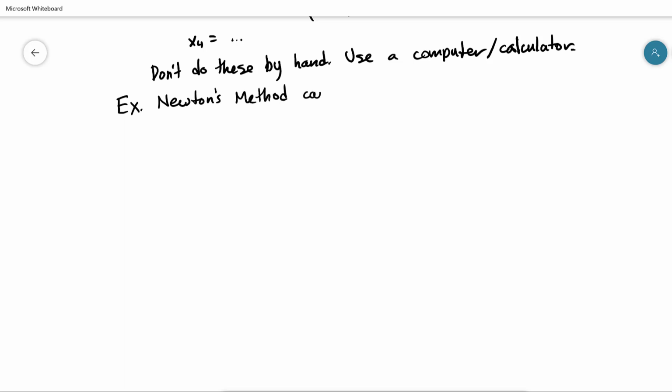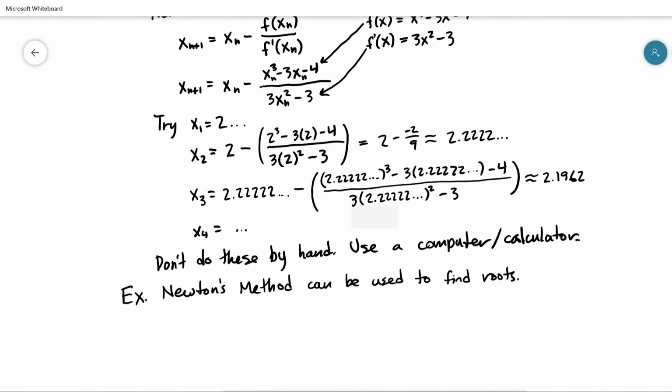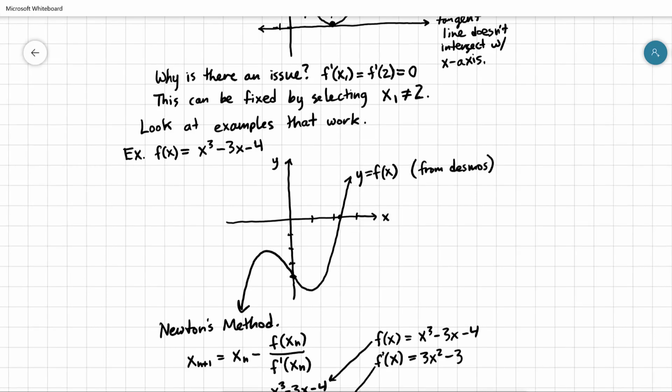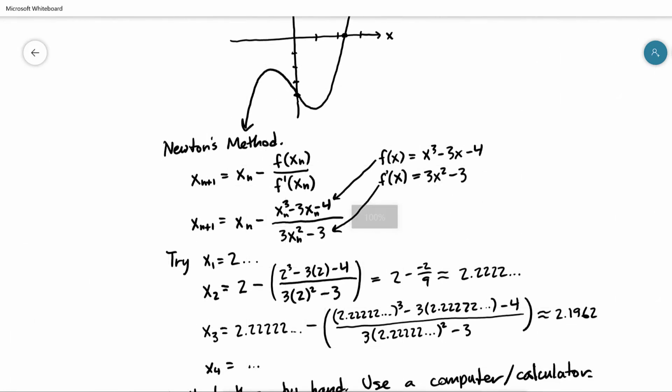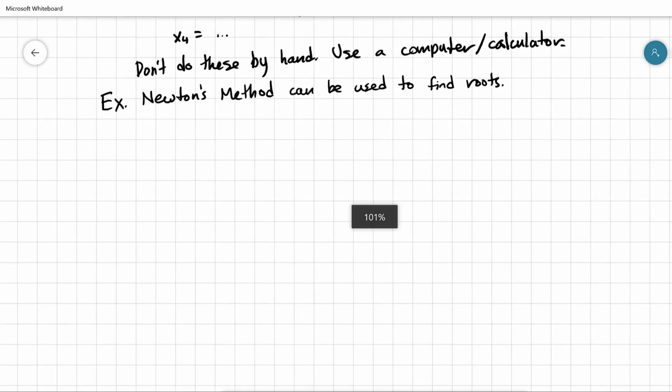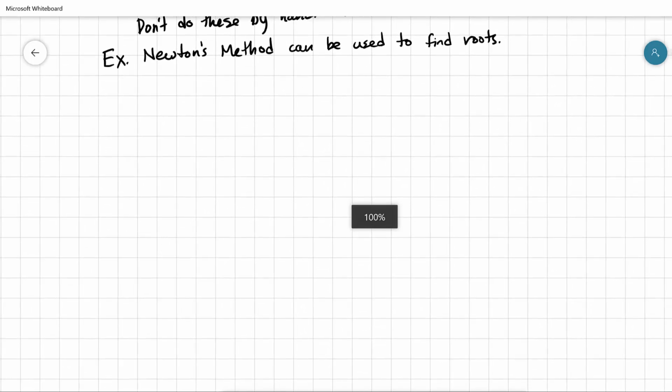So Newton's method can be used to find roots. And that's actually the reason that back in all of your algebra classes, you may have heard these x-intercept points referred to not only as zeros, or the x-intercept, but you may have heard them referred to as roots. Find the roots of this function. That's exactly what we're going to be doing here. So that's where that usage of the word roots comes into play.